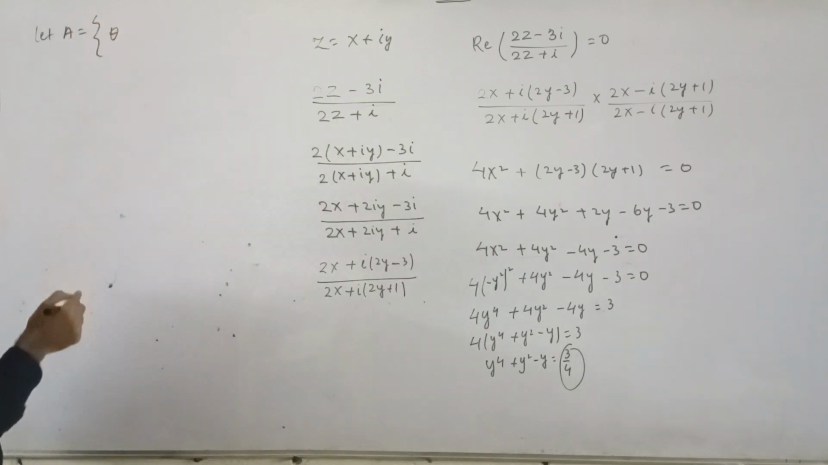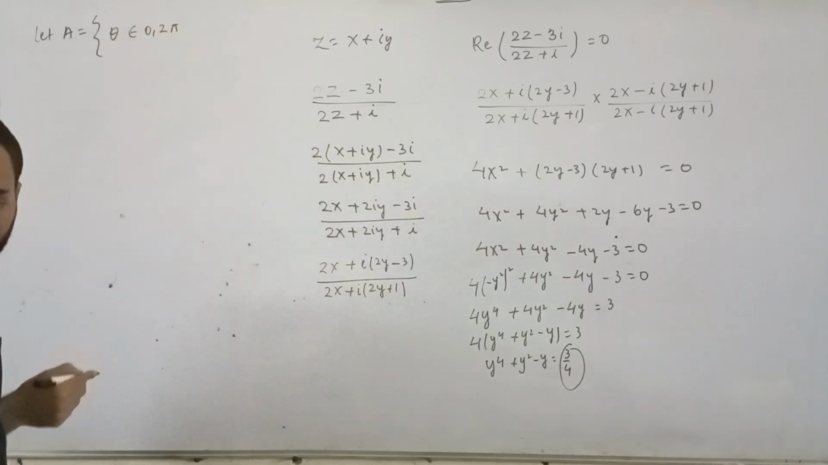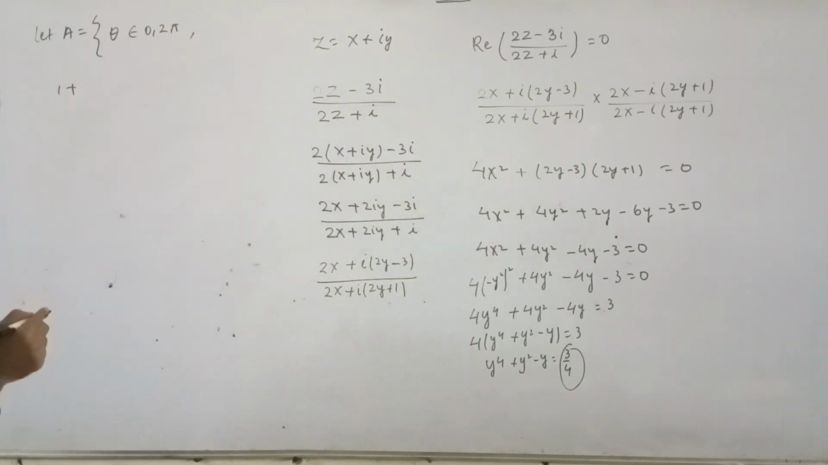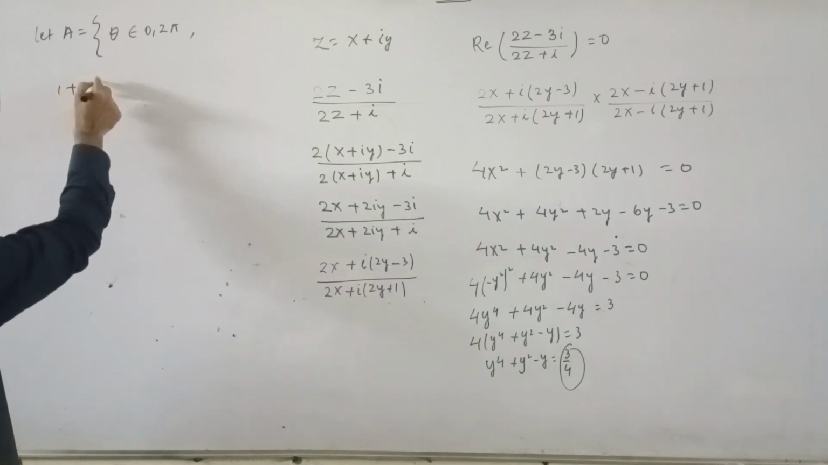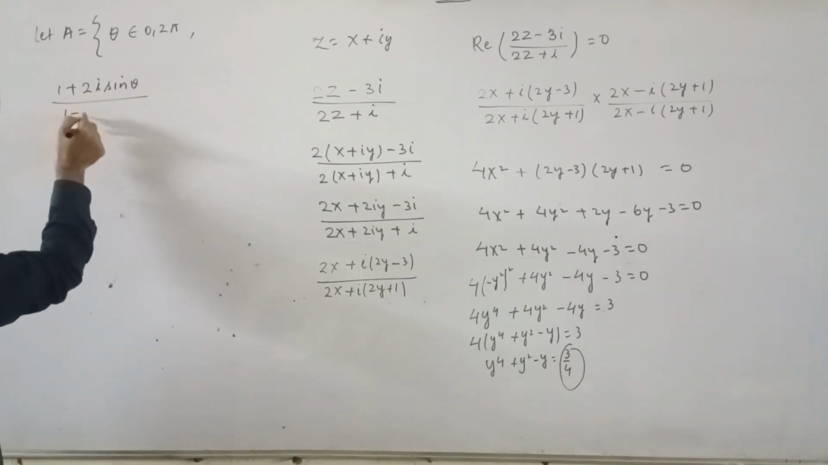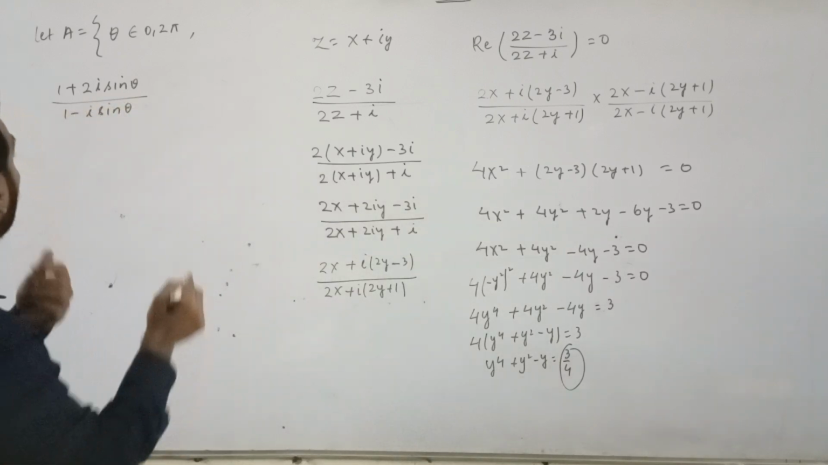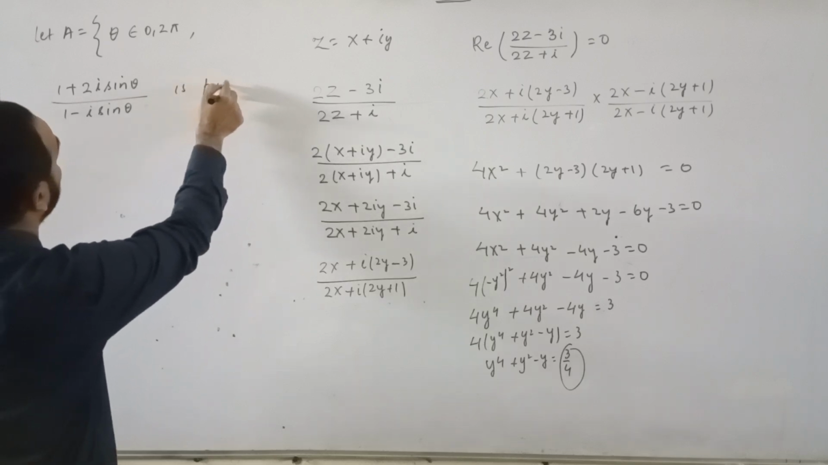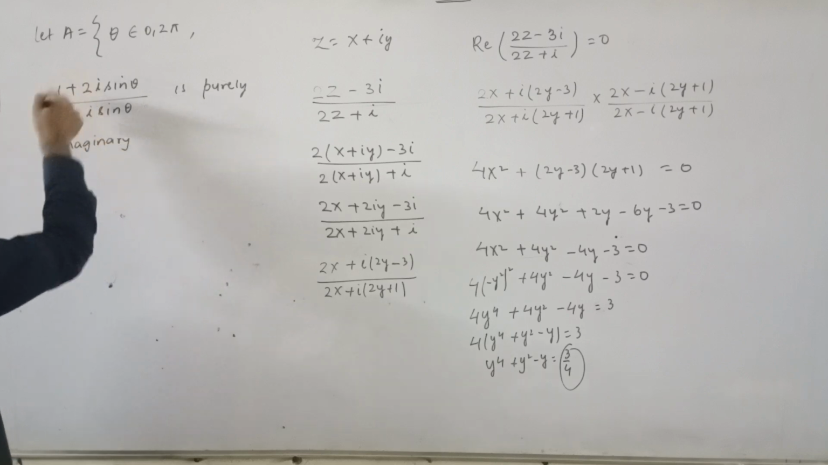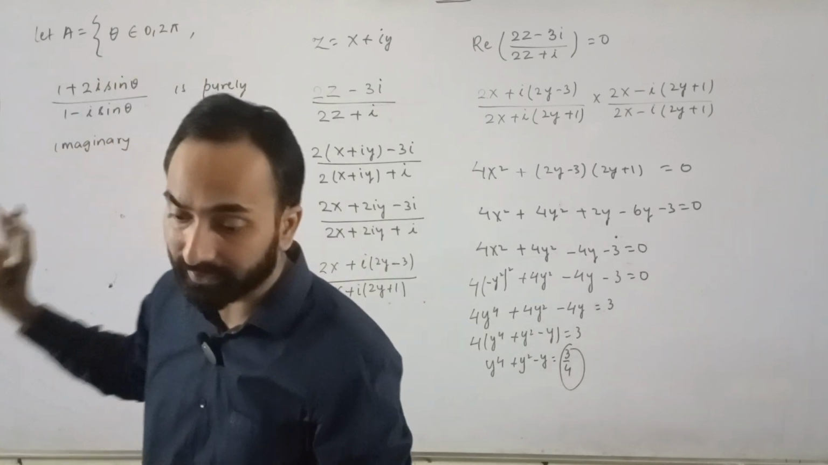here the theta belongs to 0 to pi, and here it is given 1 plus 2i sin theta divided by 1 minus i sin theta is purely imaginary. Okay. So in this question they are saying that this part is purely imaginary and theta is belonging to what? 0 to 2 pi it is saying, and it is saying that purely imaginary.